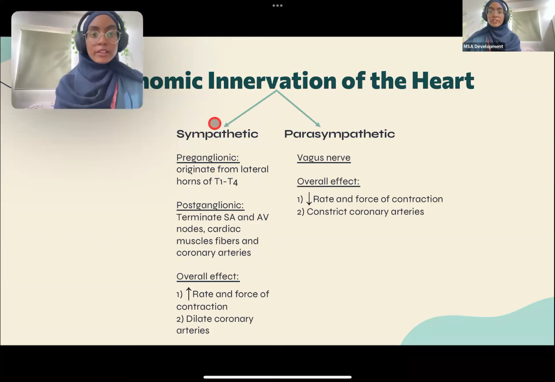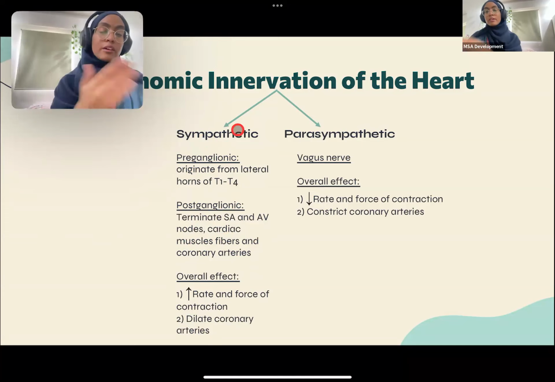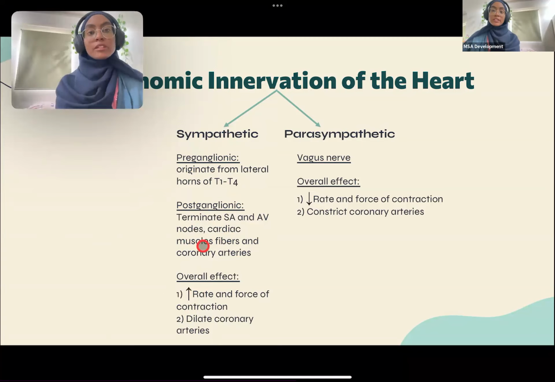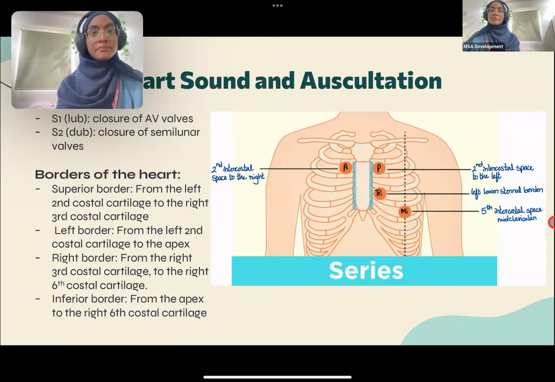Sympathetic is fight or flight, right? So if sympathetic is higher, the heart rate would increase and the force of contraction would increase as well. What would happen to the coronary arteries? They dilate, right? And they're working more, so they need more supply. Where the parasympathetic, the heart is innervated by the vagus nerve, but the overall effect is the exact opposite. So it decreases the rate and force and constricts the coronary arteries.